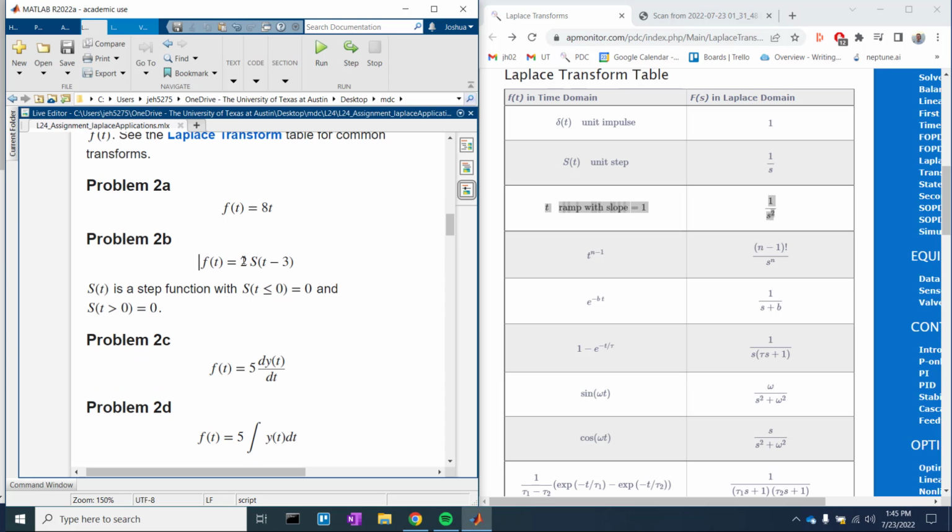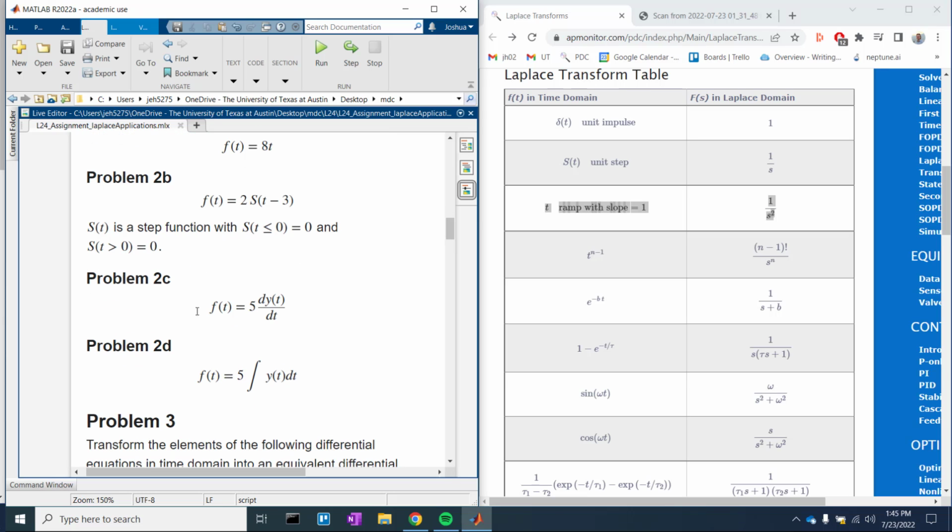The second one, we have some unit, 2 times the step function t minus 3. So I think about our unit step before. So this is going to be 2 over s, and then e to the negative 3s. So that at 3, that step change will occur.